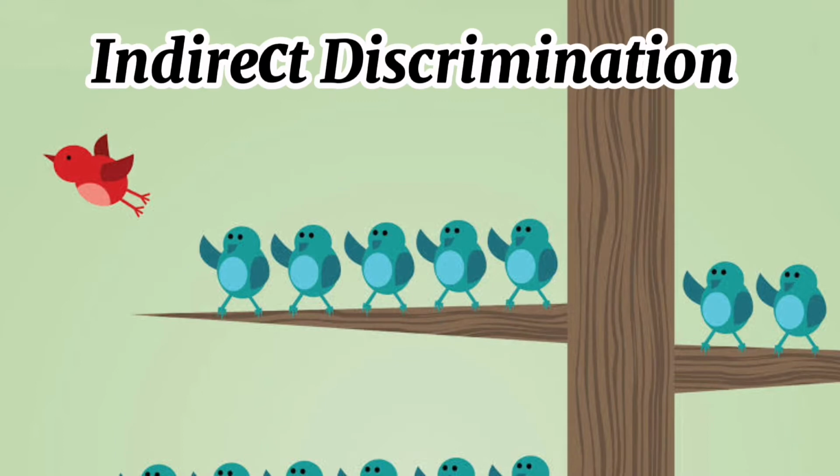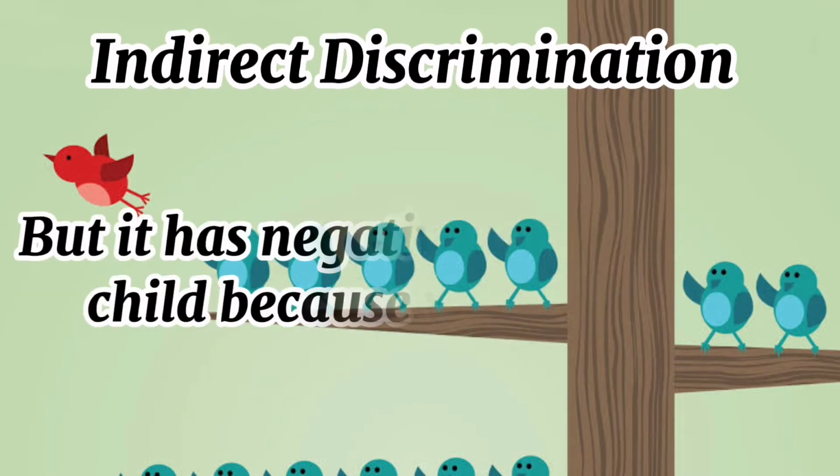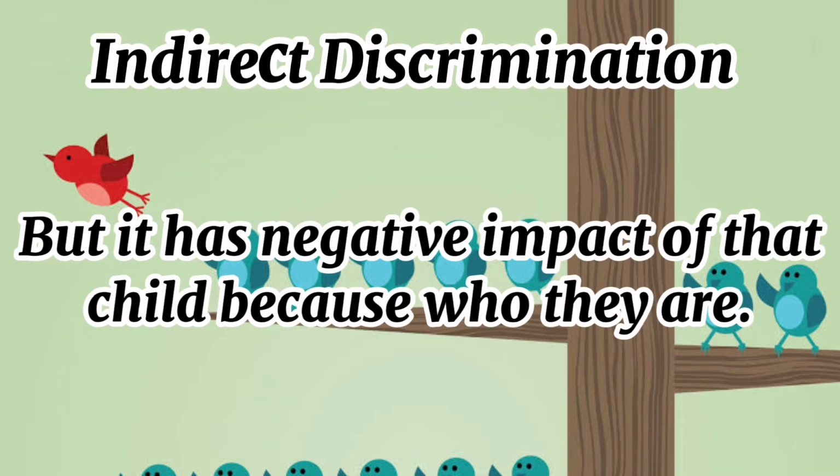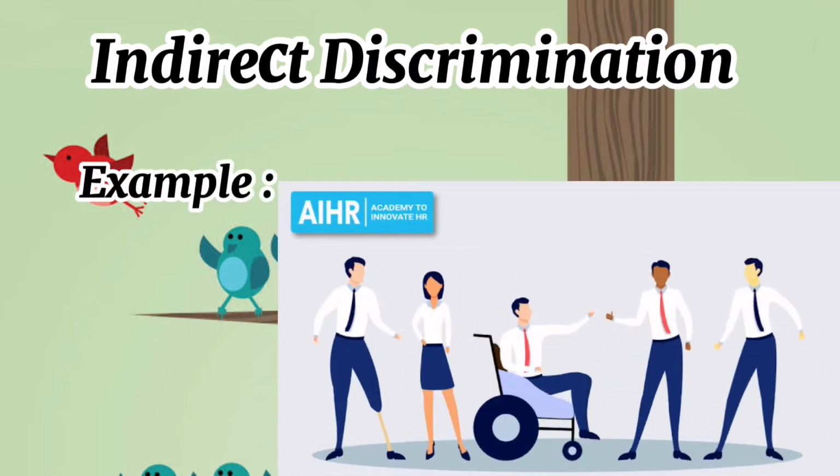The second one is indirect discrimination. Indirect discrimination is when a child or young person is treated in the same way as other students, but it has a negative impact on that child because of who they are. For example, if a school policy is applied uniformly to all students but disadvantages a disabled student.